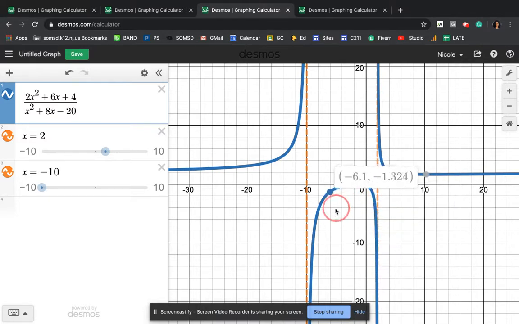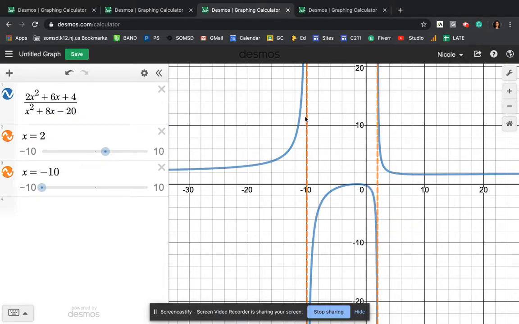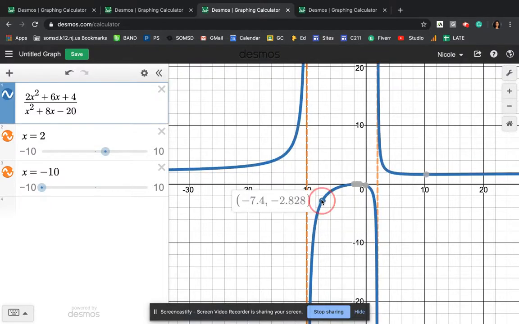So you are going to learn in pre-calc and calculus what limits are, and this is similar to limits where as x gets infinitely closer and closer and closer to a certain number, y gets infinitely closer to another number.